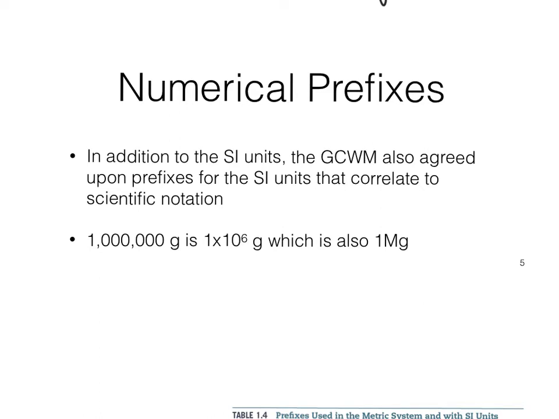In addition to the SI units, the units of different measures, the General Conference on Weights and Measures agreed to prefixes for the units. If I tell you I have 100 grams or 1,000 grams, you can see that those start to make sense. If I use scientific notation, we can think about that a little bit better. These units are going to say that 1 million grams is 1 times 10 to the 6 grams. So this here is scientific notation.